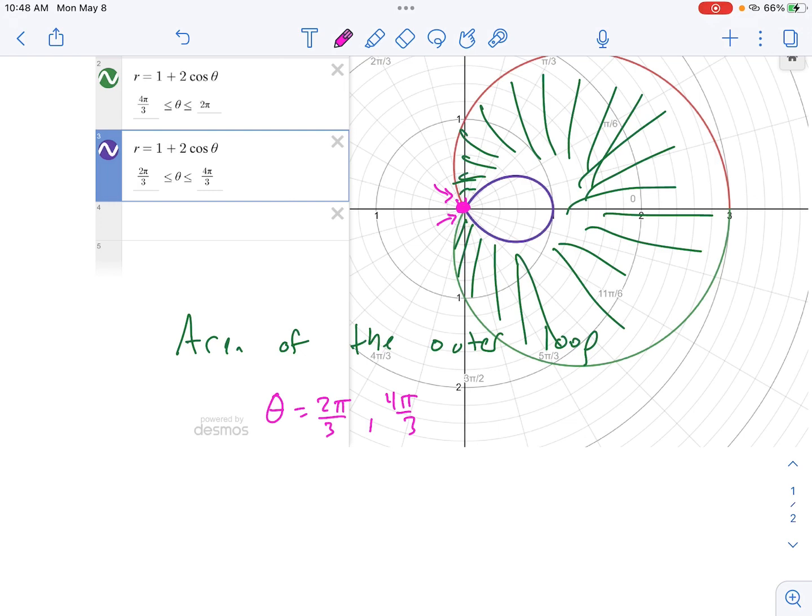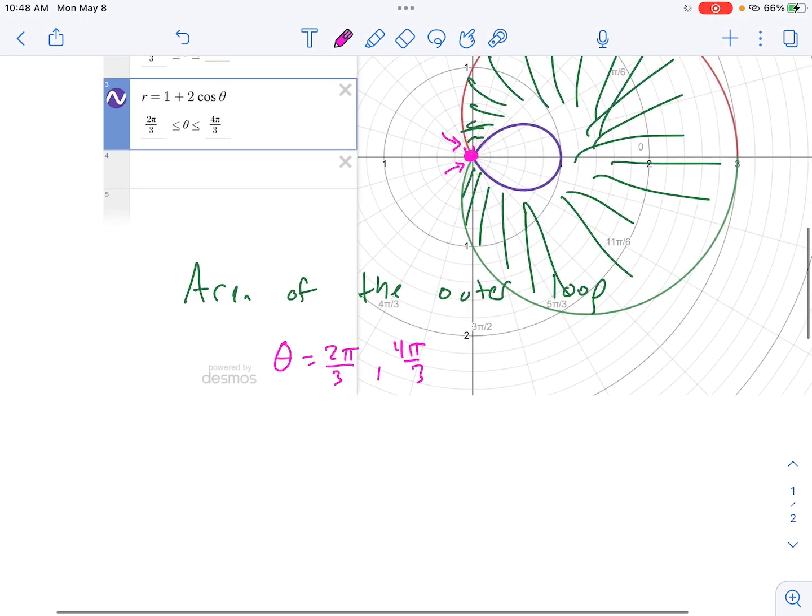So if we want to find the area of the outer loop, we have to find the area from just those bounds, right? So from 0 up to 2 pi thirds, and then from 4 pi thirds up to 2 pi. Or you could do the entire limaçon from 0 to 2 pi and subtract off the inner loop from 2 pi thirds to 4 pi thirds. I think that's a little bit longer, and I'll show you how the other way is a little bit shorter.